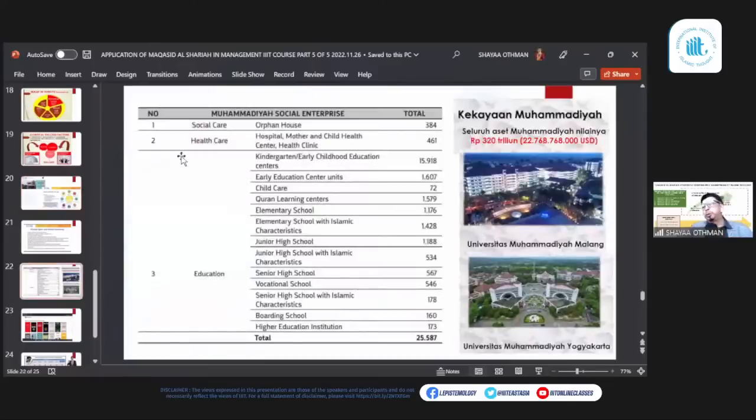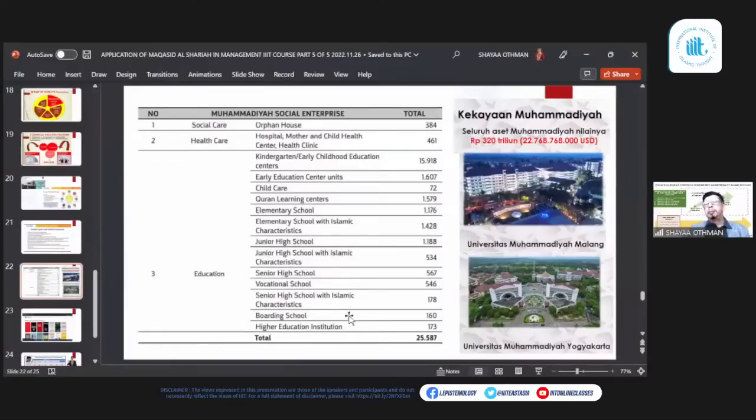They have 25,000 institutions, 173 universities, but now I think more than that. These figures were just 3-5 years ago. You see, now they have even over 100 universities with over 30 million alumni. They have over 10,000 schools. You can see the schools here. The number of schools from junior, senior, high school.